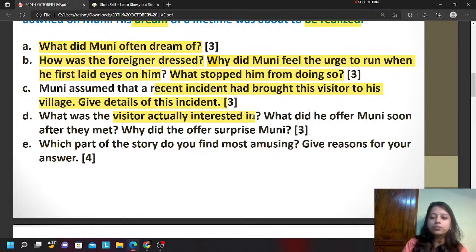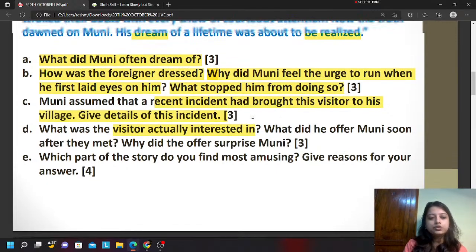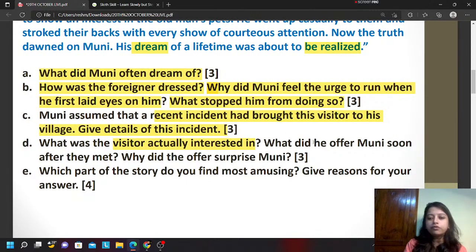Coming to the next question, what did he offer Muni soon after they met? That means, what did the red-faced man or the foreigner offer Muni soon after they met? Now, the point is soon after they met. The visitor was initially interested in the horse. The foreigner offered a cigarette. He offered Muni a cigarette, which Muni had only taken once on a debt from a shopkeeper.